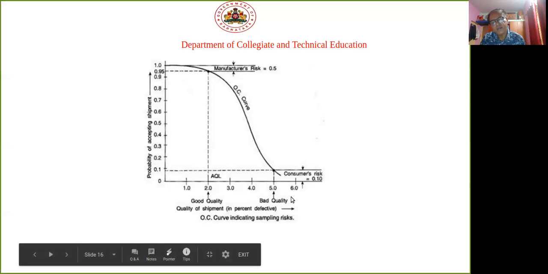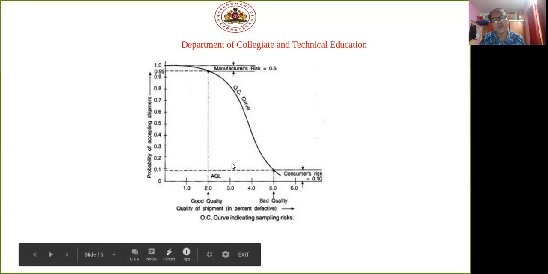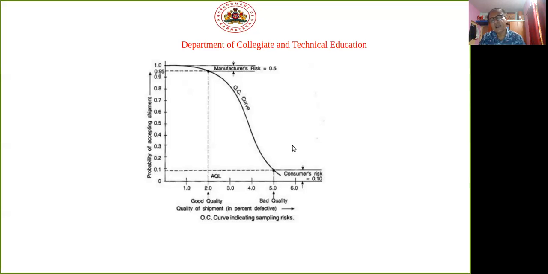Next, the bad quality LTPD has been given as 5. From the 5, you draw a line, and where it meets the curve at this point, draw the horizontal line. It is showing almost very close to 0.1. You can see this is 0.1. So this risk is the consumer's risk. Like that, we can find out the consumer's risk and the manufacturer's risk with the help of the OC curve. Thank you very much.